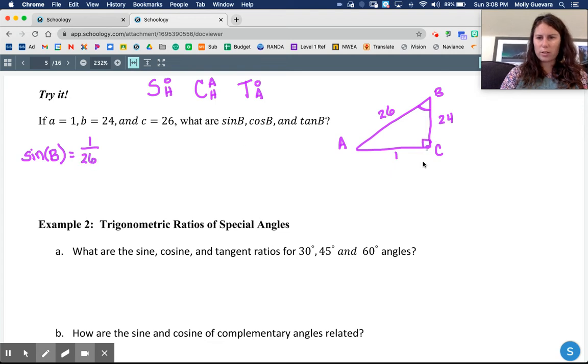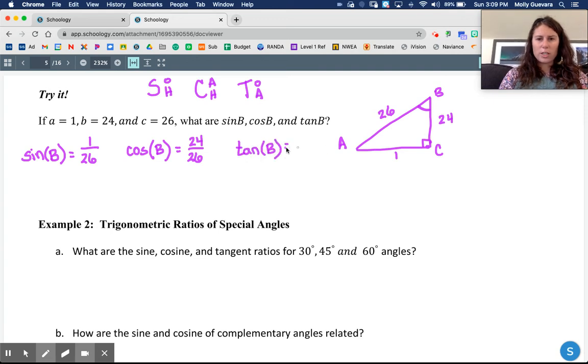Oops, I didn't draw my right angle. There we go. So the hypotenuse is 26. Then cosine of B is equal to adjacent. Well, here on B, 24 will be my adjacent side over hypotenuse, which is 26. So I'm just setting up fractions. And the last one is tangent of B, which is equal to opposite, which is 1, over adjacent, which is 24.